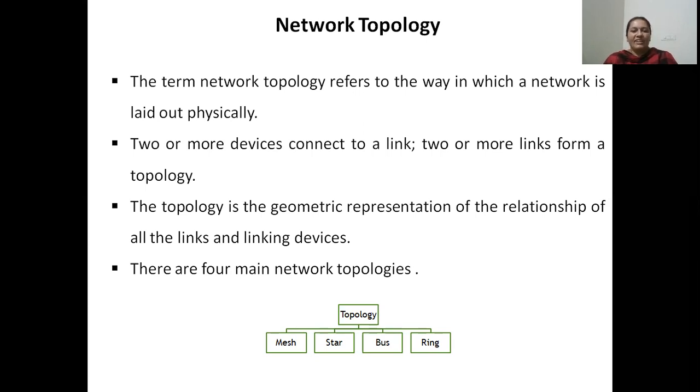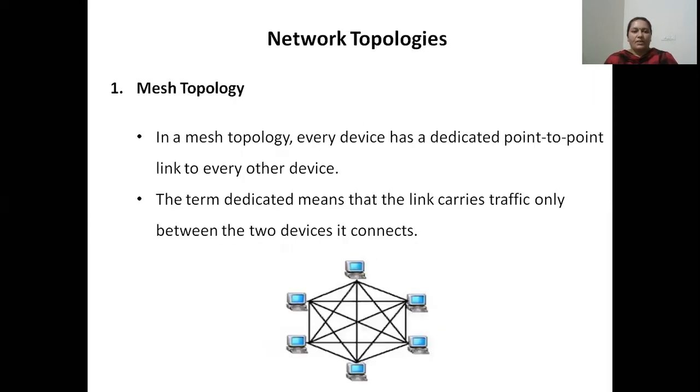There are four main types of network topologies: mesh topology, star topology, bus topology, and ring topology. In this video, I'll be teaching mesh topology and star topology in detail. First, let us learn mesh topology. This picture shows a mesh topology.